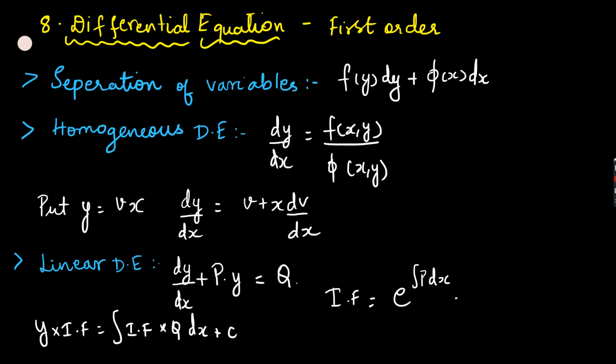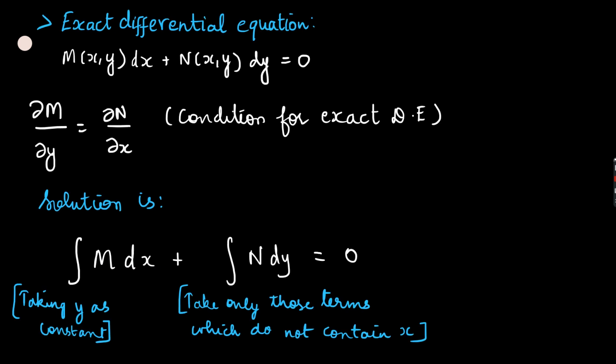So the basic solution is y times the integrating factor, which is equal to the integral of the integrating factor times q dx, plus c. Here c is the constant of integration, and the integrating factor is given as e power integral p dx. Okay, next is the exact differential equation.